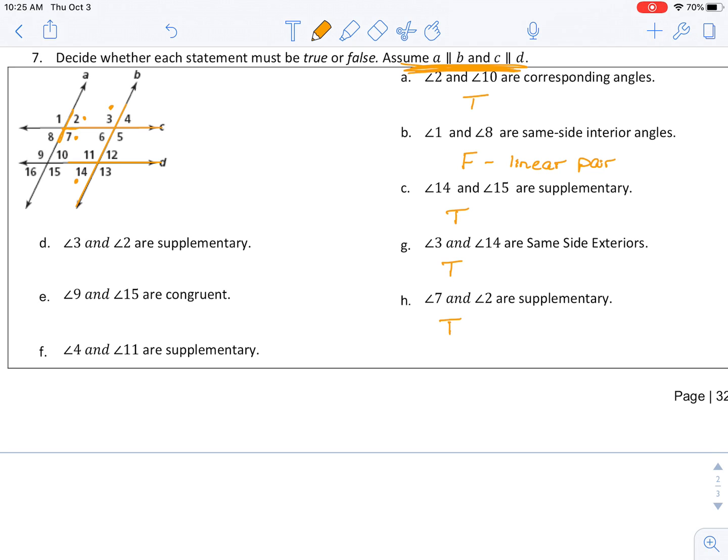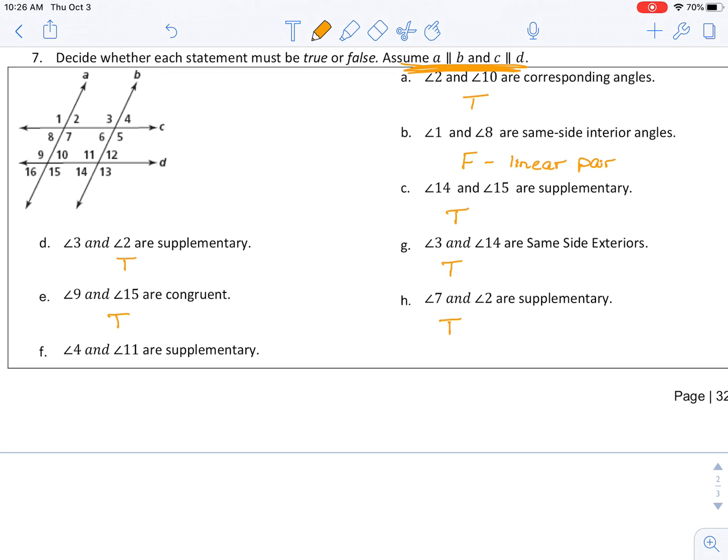The next one is also true because 7 and 2 are right there next to each other, meaning they're a linear pair. Linear pairs have to be supplementary by definition. 3 and 2. Well, I'm seeing they're on the same side of this transversal. They're inside my parallel lines. Same side interior angles are supplementary. 9 and 15. 9 and 15 are only using these 2 lines, but they're not adjacent. This time they're vertical. Vertical angles are congruent. We got a lot of true statements here.